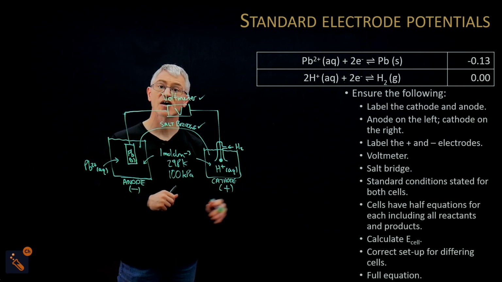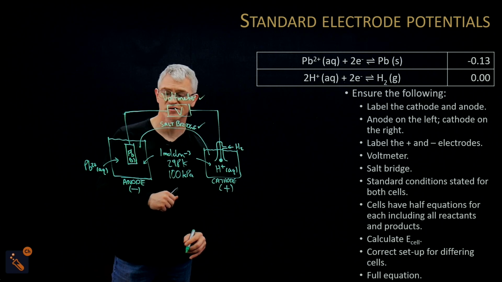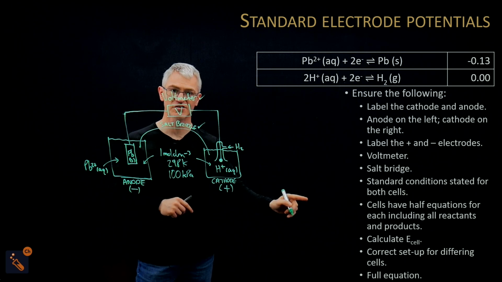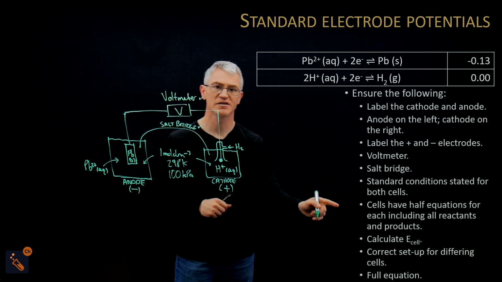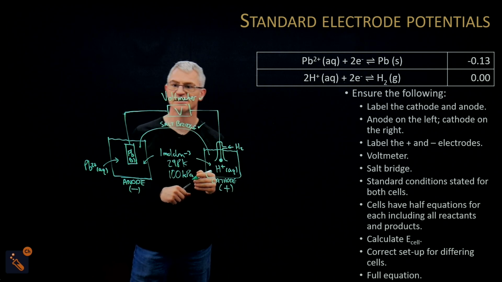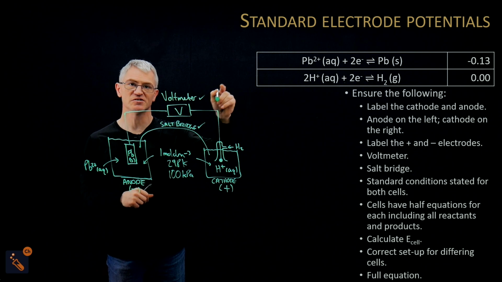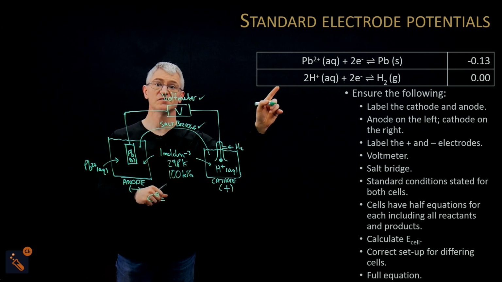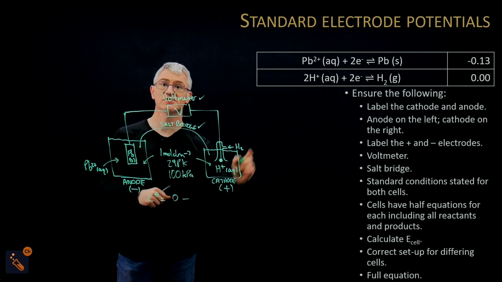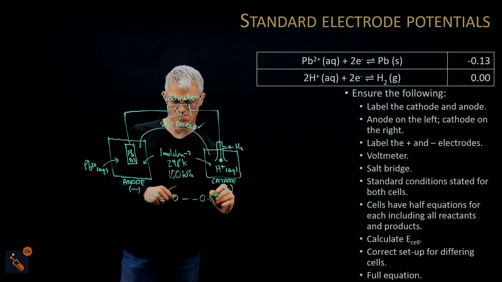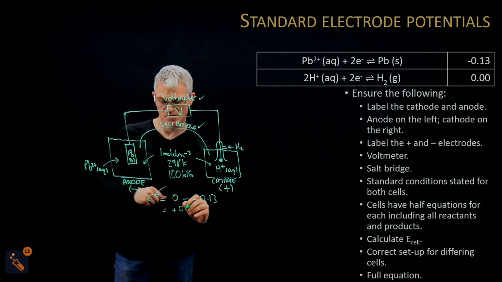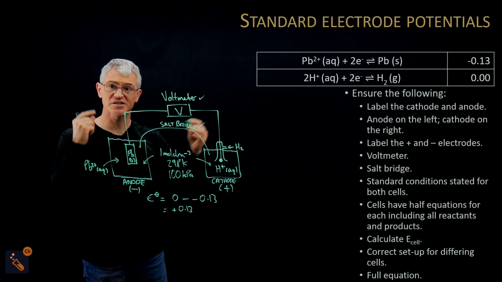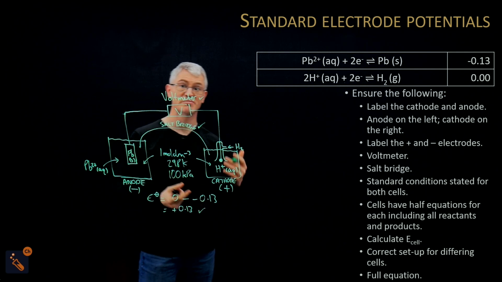Cells have half equations for each, including all reactants and products. Okay, so the half equation for this one, I've got it up there and I've got it up there. So that's done. I don't have to write that out. Calculate the E cell. Right, okay, so here's the clever bit. What we do is we do the more positive minus the more negative. So the E cell is going to be equal to the more positive, which is 0, minus the more negative, which means it is plus 0.13. So there, I'm done. So I've got a mark here as well.